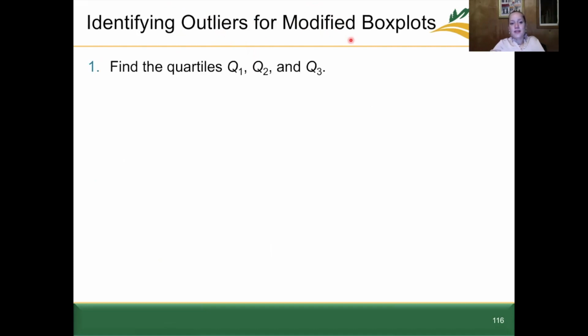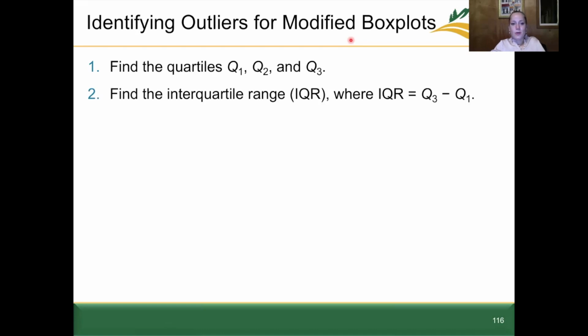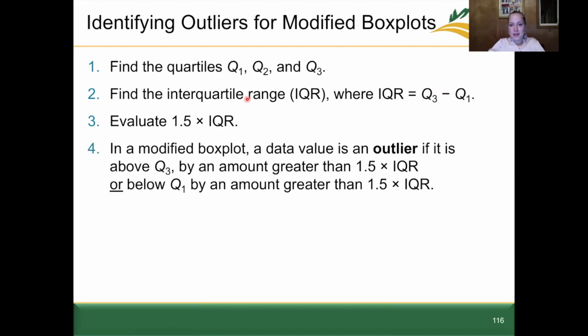Now, the steps for identifying outliers. We have first to find the quartiles Q1, Q2, and Q3. You have to do that first before we can identify outliers. And ideally, you've already done this because you have the 5-number summary for a set of data, so then you already have Q1, Q2, and Q3. Next, we need to find the interquartile range, which we spoke about before. This is the IQR. We take the data value for Q3 and we subtract the data value for Q1. The third step here, we evaluate 1.5 times the IQR value. Then we can make a modified box plot from here.